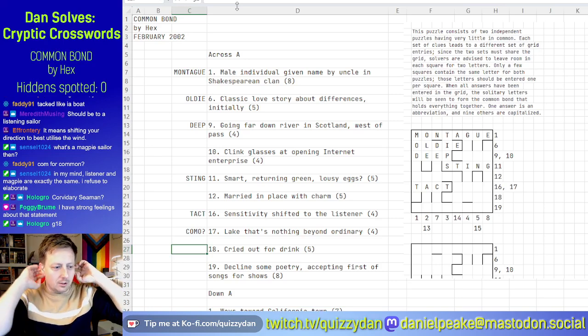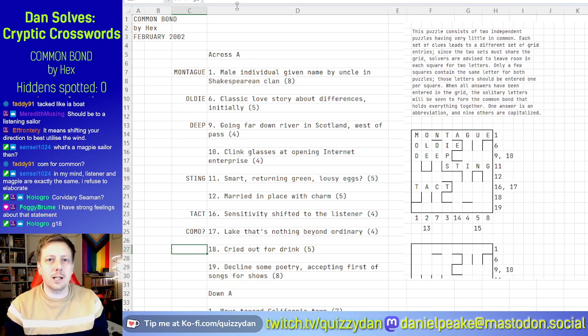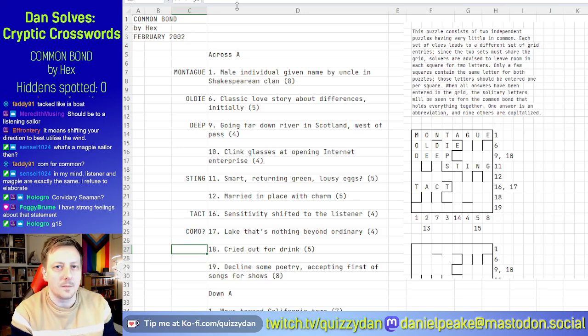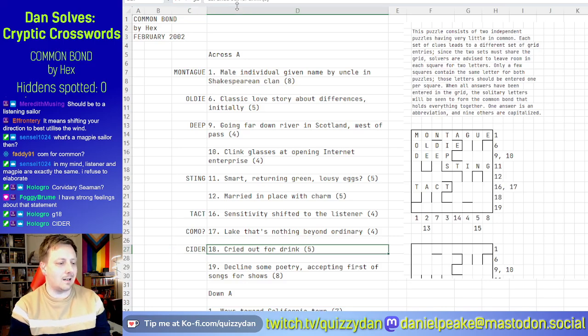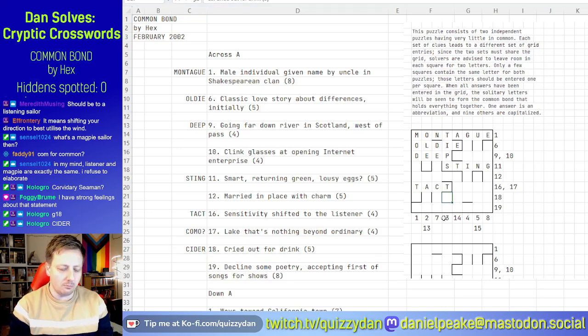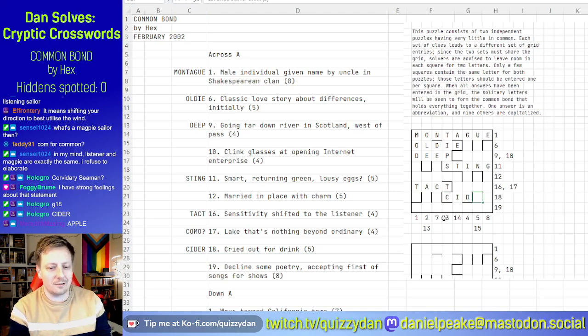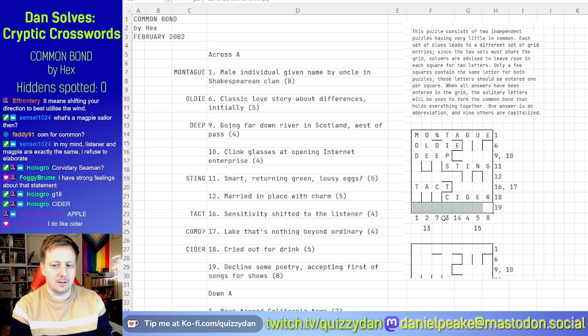This one is an anagram. Out is your anagram indicator. We're after a drink that is an anagram of cried. It's a fairly cheap alcoholic drink. Or it can be cheap. I'm assuming you can get expensive ones as well. Cider. No, that's a pirate. Cider. Cider drinker. Tracker.